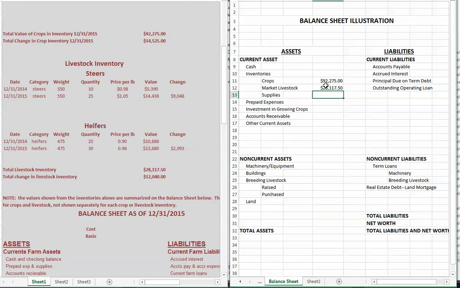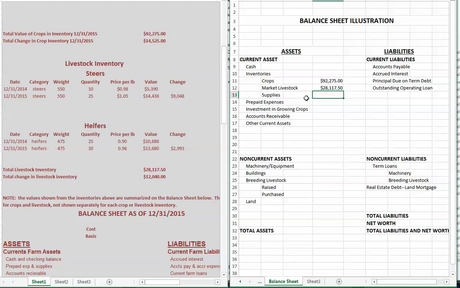Now, as you're beginning to see, there's really not ever any direct entries into the balance sheet. Everything, all the information, all the data in the balance sheet is going to come from the chart of accounts where you estimated values as of the end of the fiscal year.